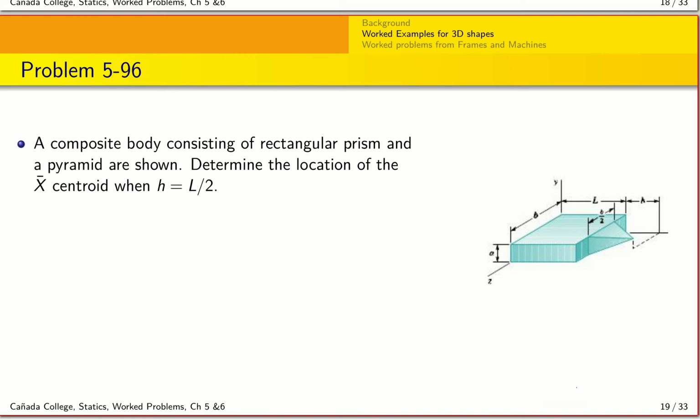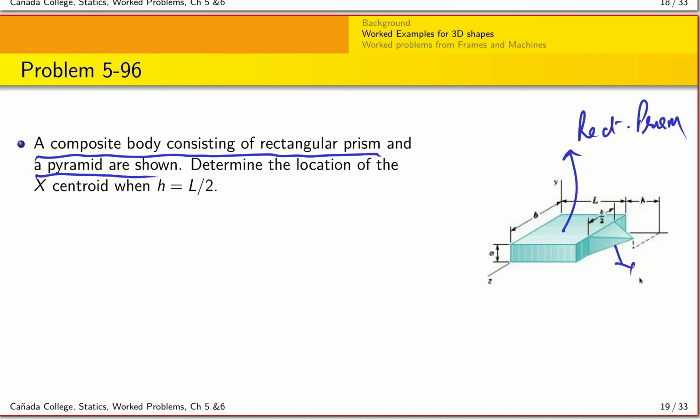Okay, let's move to the next one, and this is one of the assignment problems. Again, we have a composite body. In this case, we have two known shapes. Again, one is a rectangular prism and the other is a pyramid. So here's your rectangular prism, and the pyramid is shown here, right? And so what we want to do is determine the location of the x centroid when h is L by 2. So we are already given the axis here, x, y, and z, and so we want to find the location along the x centroid.